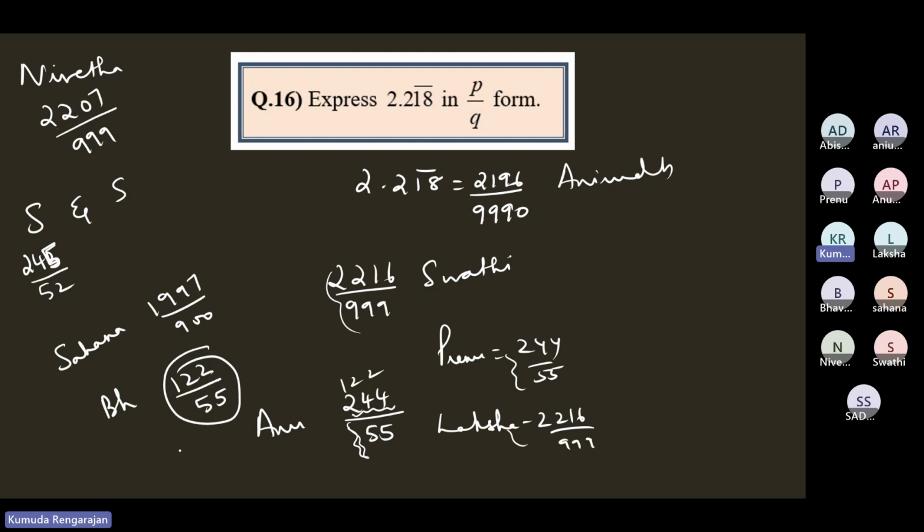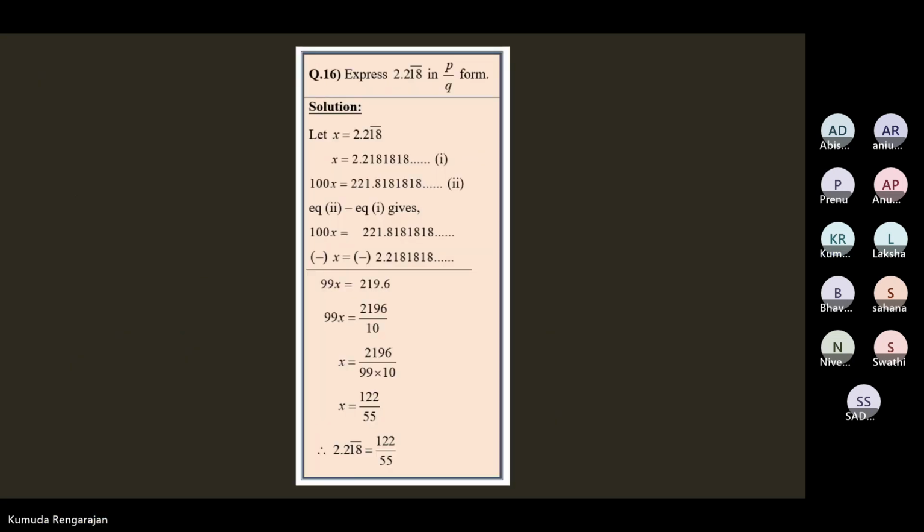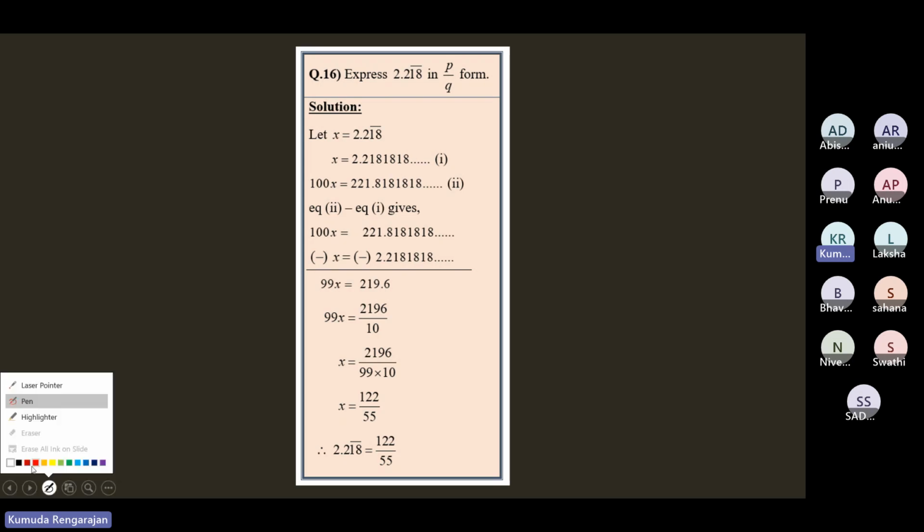2,207. No. Bhavishya and Anugraha. Bhavishya is right. Anugraha, I think, is kind of close. Somewhere she's made some mistake with simplifying. Prenu, you both need to check. Ma'am, I made a mistake in the cancelling. Okay, yeah. Now, Niveda, just tell me what you have done.